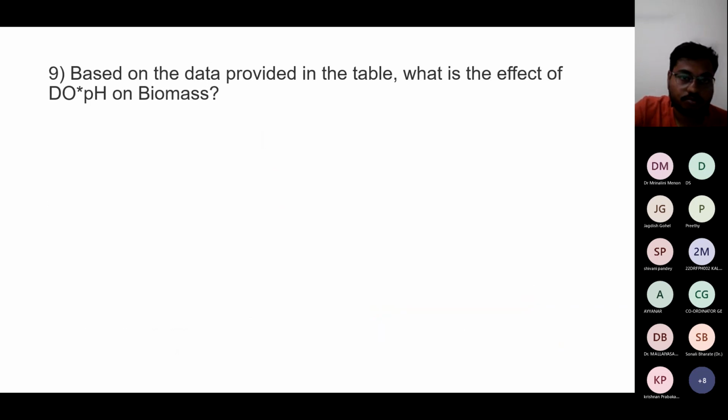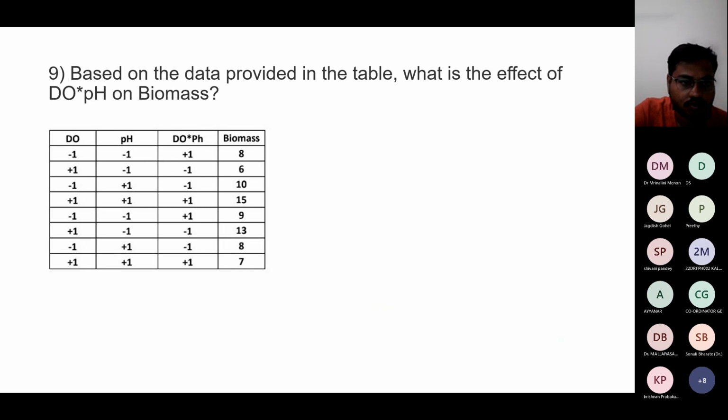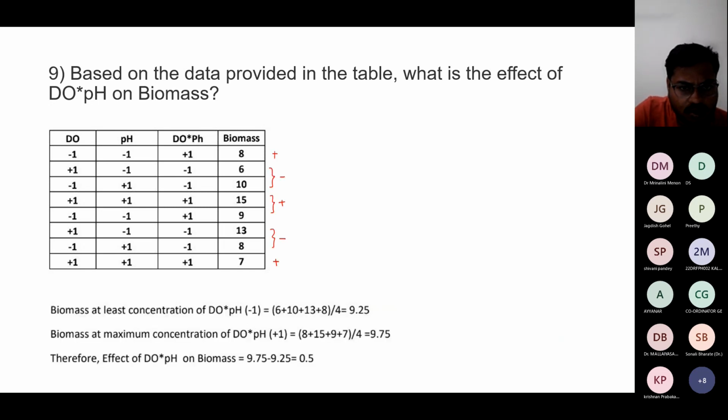Again, based on the data provided, what is the effect of dissolved oxygen and pH on biomass? Again, we'll do this multiplication and make a new column. Then we'll add those values. For minus it's 6, 10, 13, 8. For plus it's 8, 15, 9, and 7. Then we subtract the average for negative from the average for positive, which is 0.5.